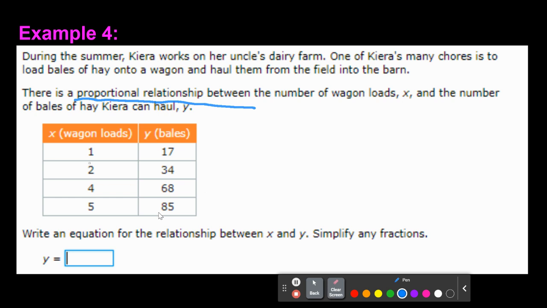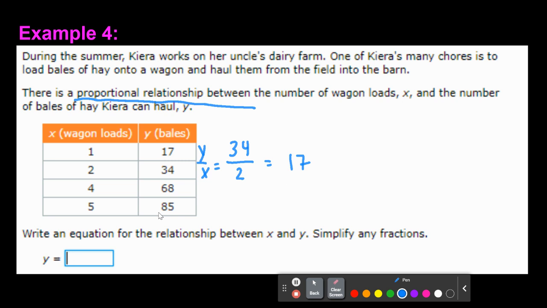So that means that all of these unit rates are going to be the same, which means that the unit rate for any of these data points will give us our constant of proportionality. You can do any of these. Let's take a look at 34 over 2. Remember, it's always y over x. Okay, 34 divided by 2 is 17, right? That'd be the same for any of these. 17 divided by 1 is 17. 68 divided by 4 is 17. 85 divided by 5 is 17.